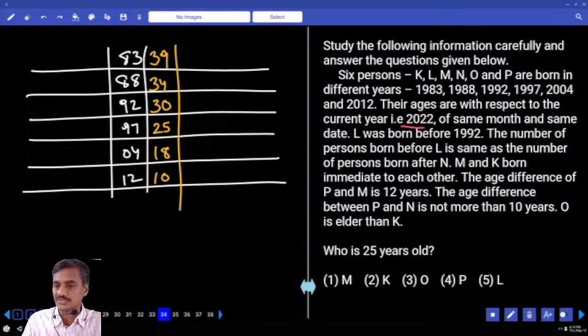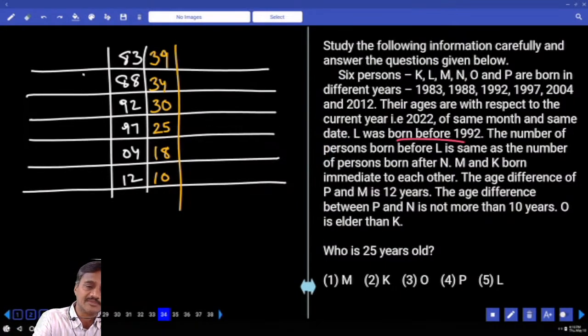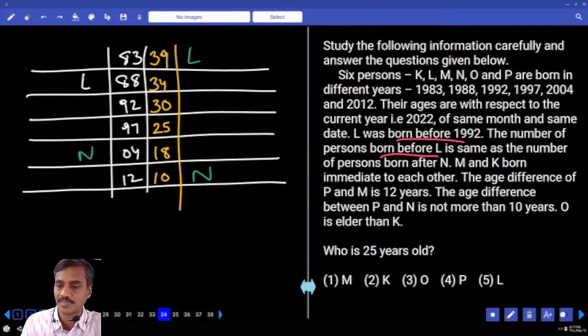Then the persons: L was born before 1992. How many possibilities do we have for this one? L can be born either in 88 or in 83. And so how many possibilities do we have? 2 possibilities. And next one, the number of persons born before L is the same as after N. Now L and N must be equidistant from the ends. And next one, M and K were born immediately next to each other. M and K are immediate to each other in any order.